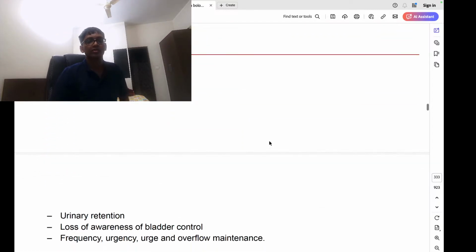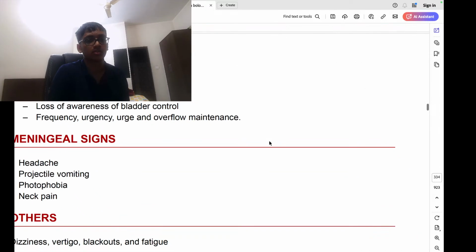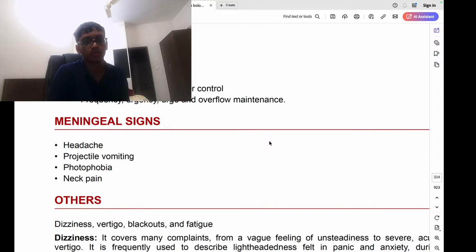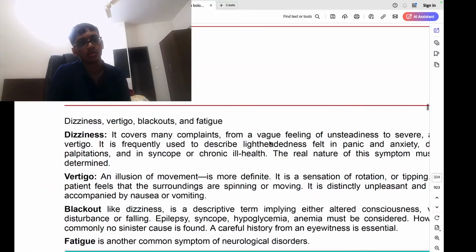You have autonomic dysfunction, you have bladder dysfunction, urinary retention, loss of awareness of bladder control, frequency, urgency, urge, and overflow incontinence. Then you have meningeal signs: headache, projectile vomiting, photophobia, and neck pain.